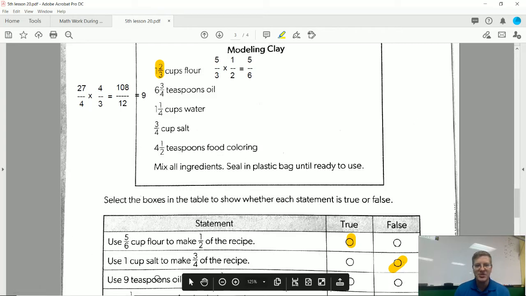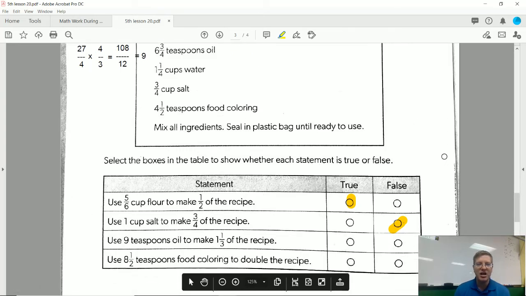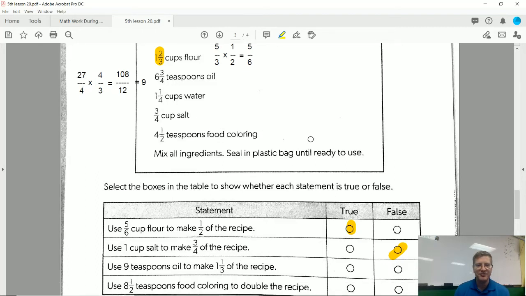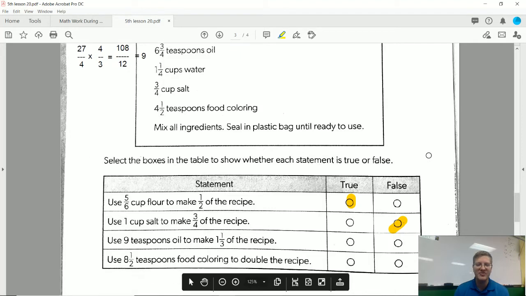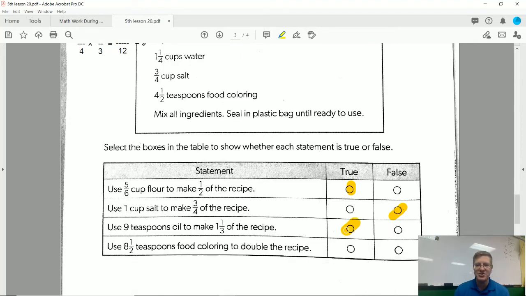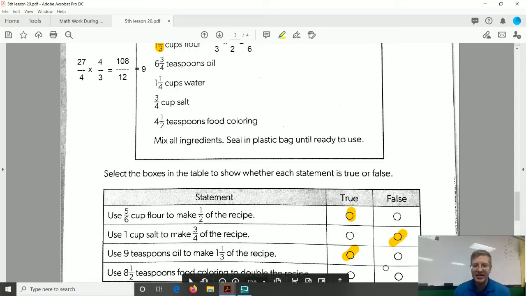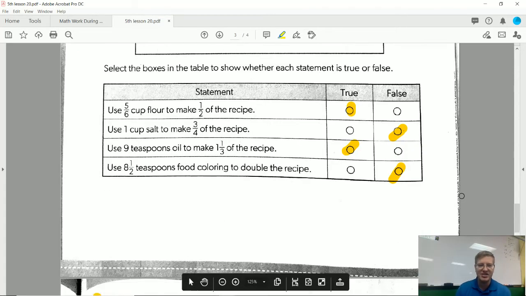Using 9 tablespoons of oil. So I did the problem for that over here. I use 27/4 of a teaspoon of oil, and I am taking 1 1/3, which would be multiplying it by 4/3 to get 108 over 12, which would give me 9. So that part is true. And then if I use 4.5 teaspoons of food coloring, if I'm going to double the recipe, I do 4.5 plus 4.5. That would give me 9. So 8.5 is not going to be enough to do that.